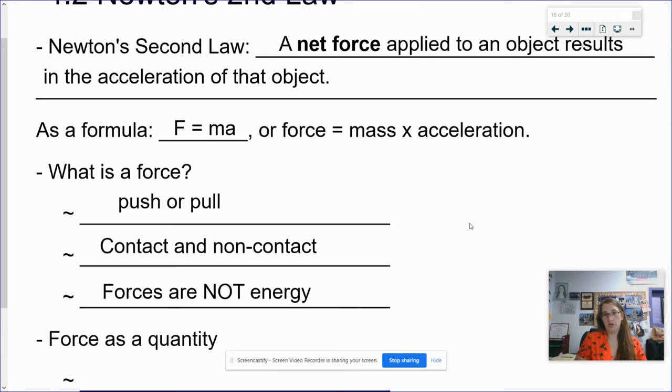Forces are not energy. We're going to learn about energy later. Force is literally just, again, something acting on an object. It's not quite the same thing.